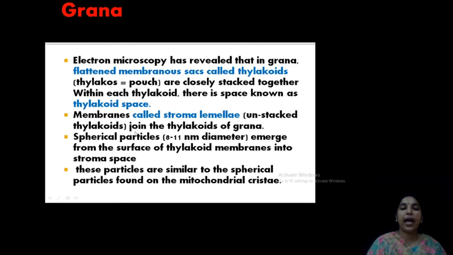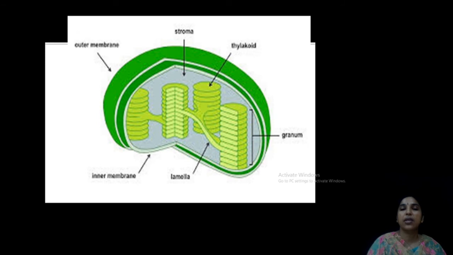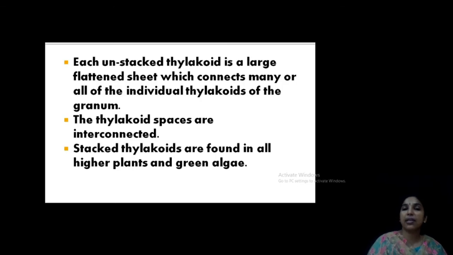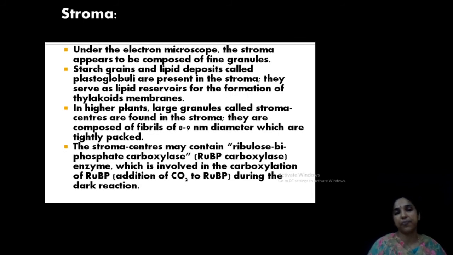These particles are usually present, spherical in shape like mitochondrial cristae inside the membrane. See, this is another colorful picture of the chloroplast cut open. Each unstacked thylakoid is sometimes a flattened sheet. When you take one out, it has a flattened shape, and the thylakoid spaces are interconnected. They are found in higher plants as well as in green algae. So grana is the unit that contains the stacks of thylakoids that contain the chlorophyll.